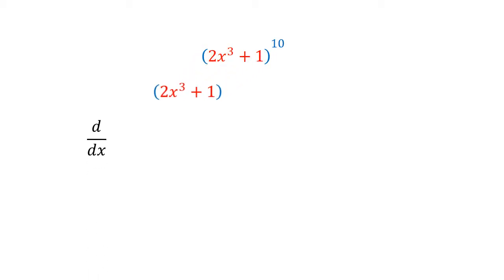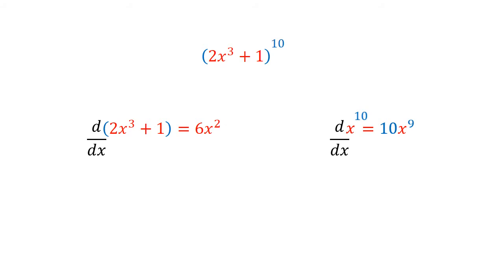We can find the derivative of 2x cubed plus 1. The derivative of 2x cubed plus 1 is 6x squared. And we can find the derivative of x to the power of 10. The derivative of x to the power of 10 is 10x to the power of 9. Right. But what is the derivative of (2x cubed plus 1) to the power of 10? Let's find the way.